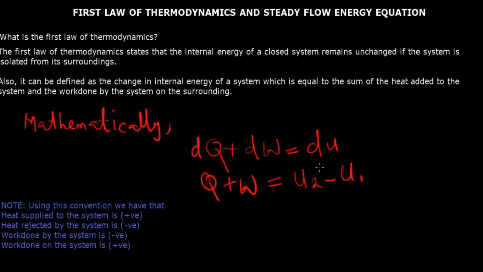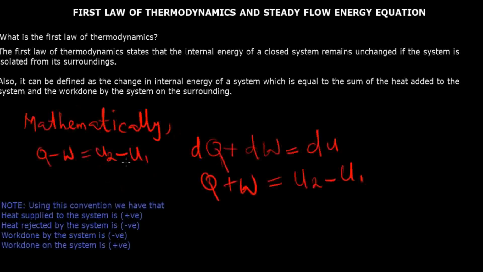Now others may decide to use this other one, which is Q minus W equal to U2 minus U1, but it's all the same thing. What matters there is the sign convention. Whichever one you are using, you stick to it. So why I decided to use plus instead of minus is because of the convention written down here.